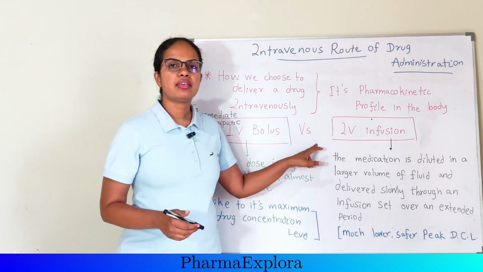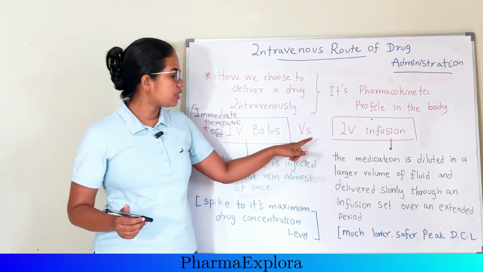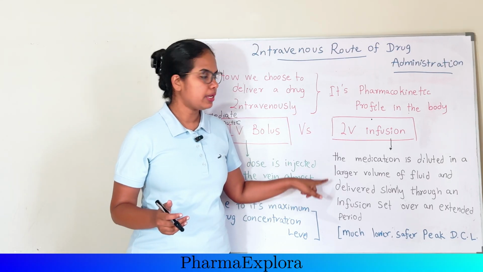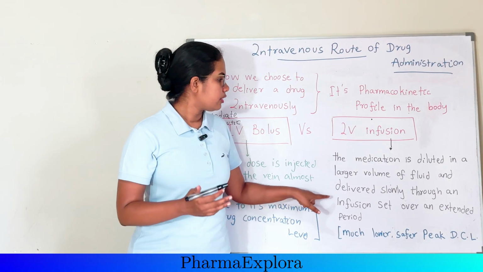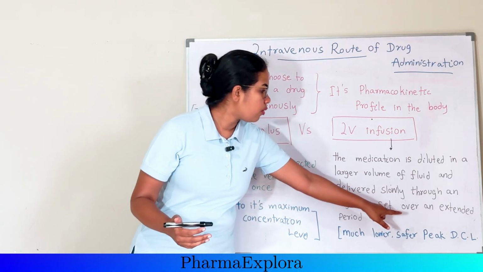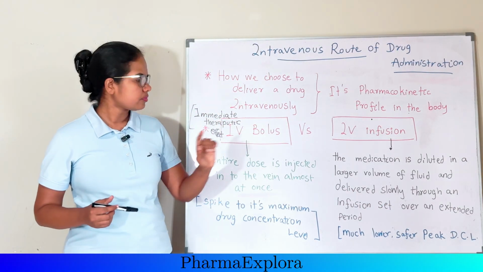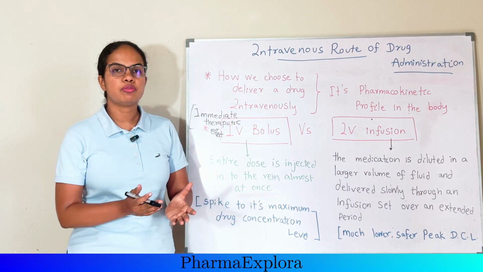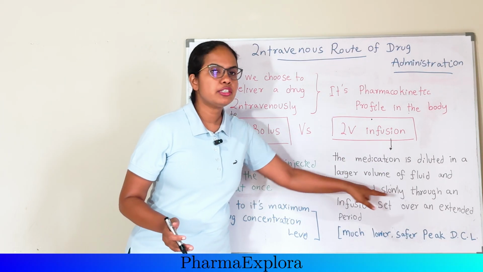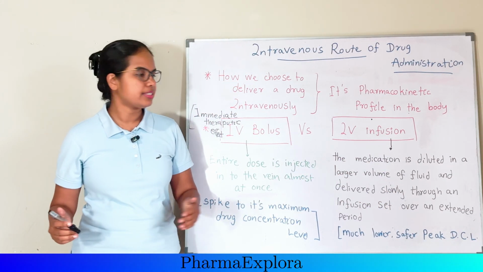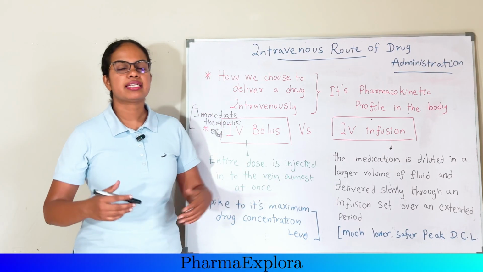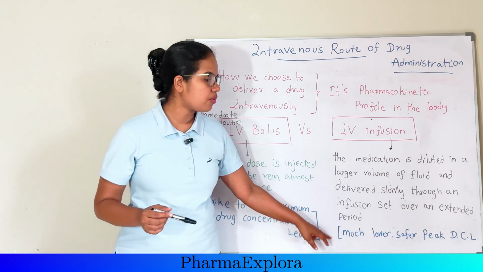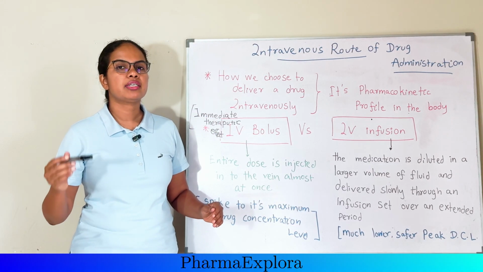The other method is IV infusion. In IV infusion, the medication is diluted in a large volume of fluid and delivered slowly through an infusion set over an extended period of time. So there you can expect a much lower, safer peak drug concentration level.